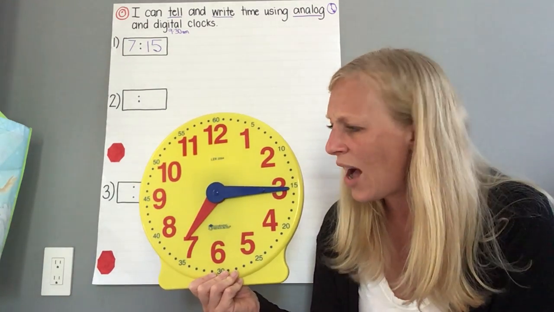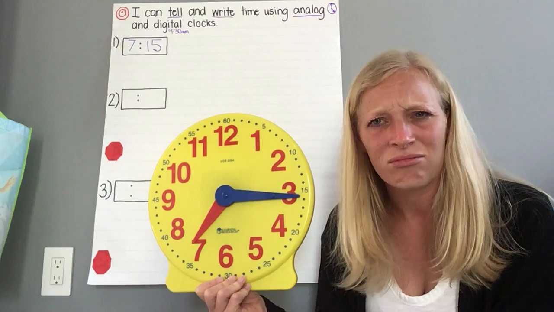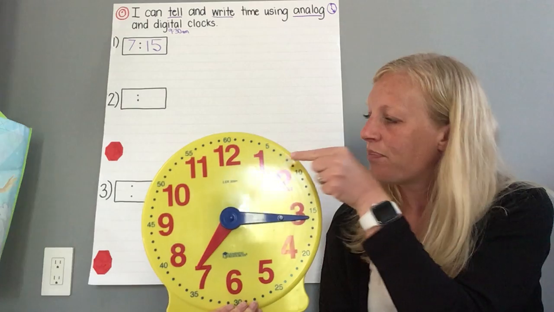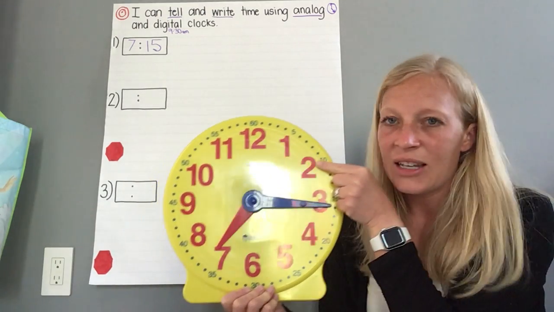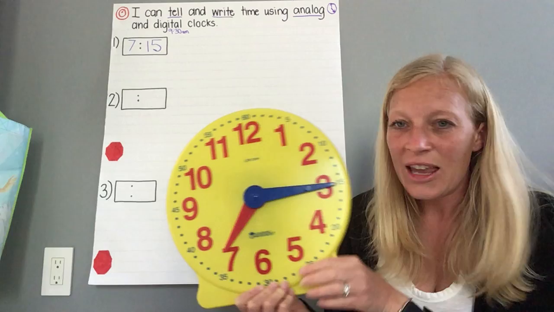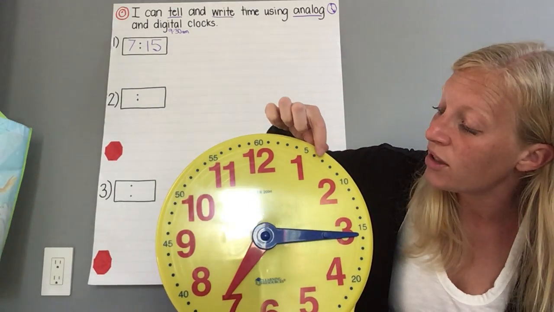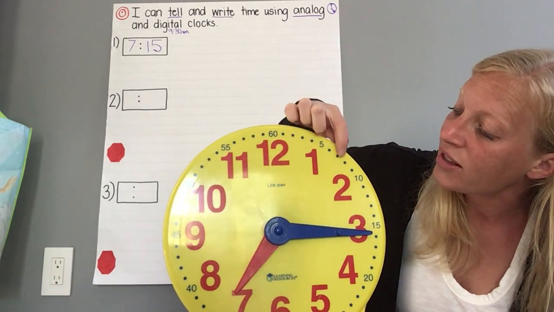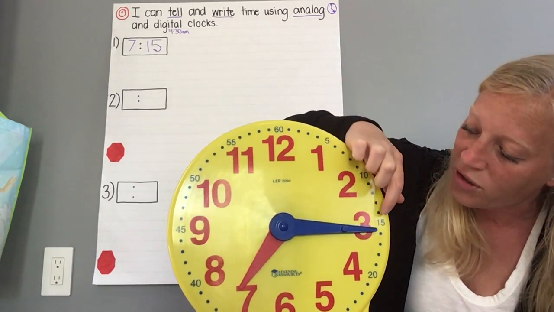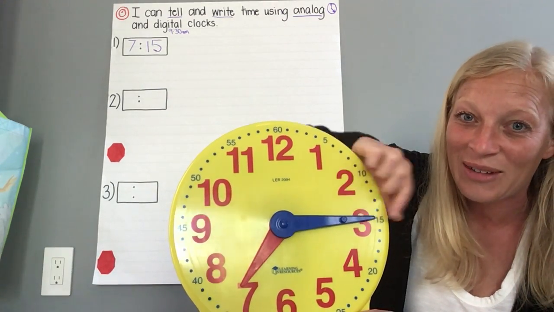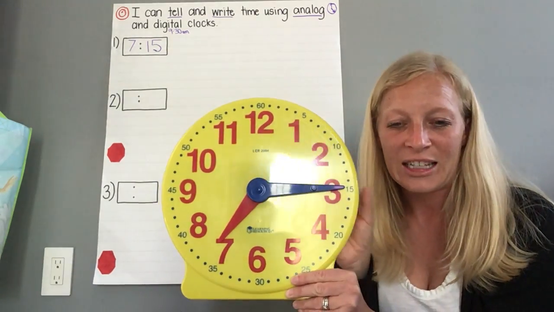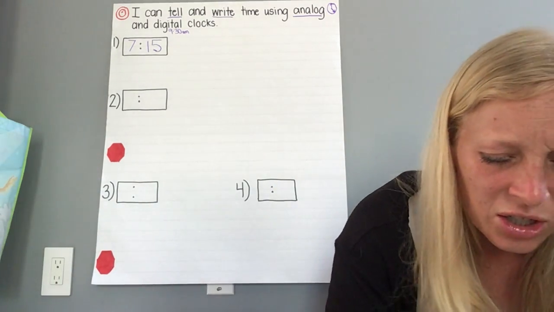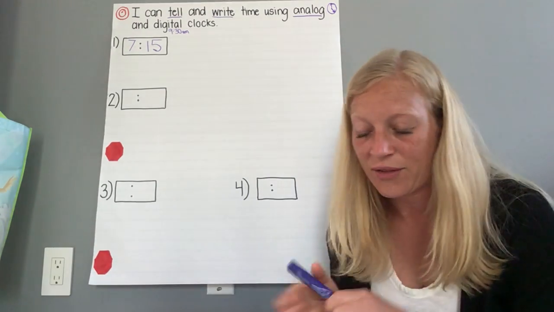Very good. So how do I know that I'm going to put my minute hand here? Very good. And tell me how you skip count to find that. 5, 10, 15. And if we wanted to do the little tiny jumps, each of those little ticks is a minute. 1, 2, 3, 4, 5, 6, 7, 8, 9, 10, 11, 12, 13, 14, 15. That's why I can skip count that, right? That is 7:15.